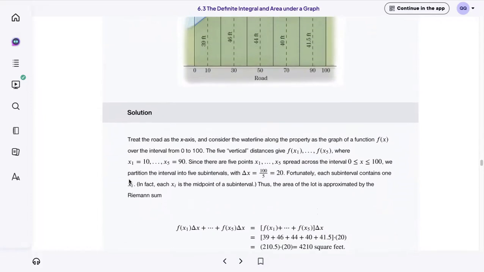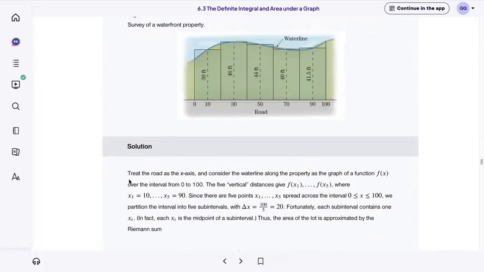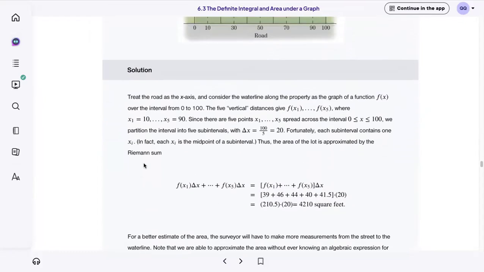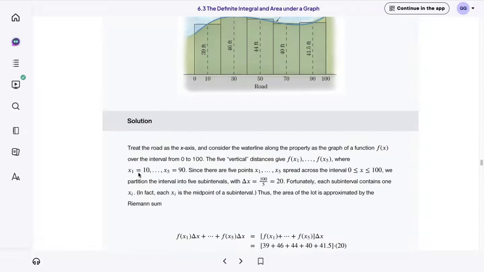So each one equals 20, right? You could see from this picture. Starting from this 10 to 30, that's 20, 30 to 50, that's 20, that's 20, that's 20, that's 10. So we want to do 20 multiplied by the height. And the height, sometimes we take the middle one, sometimes we take the left one, sometimes we take the right one. So it's just approximation. So in this case, it takes the middle one.